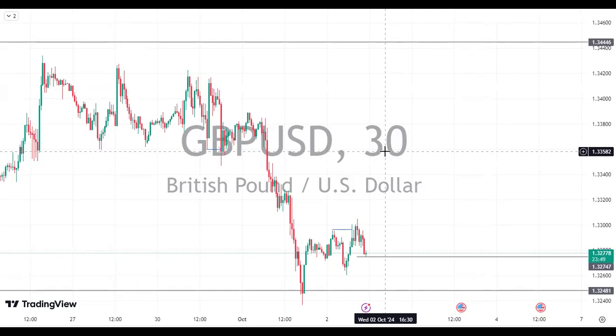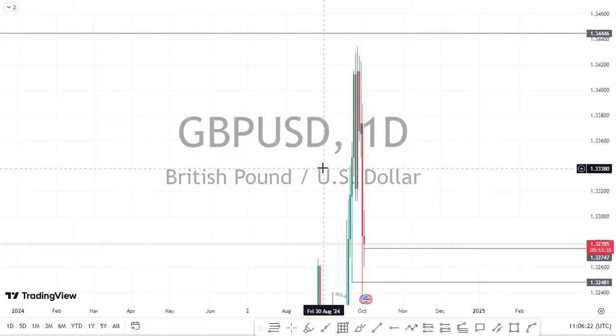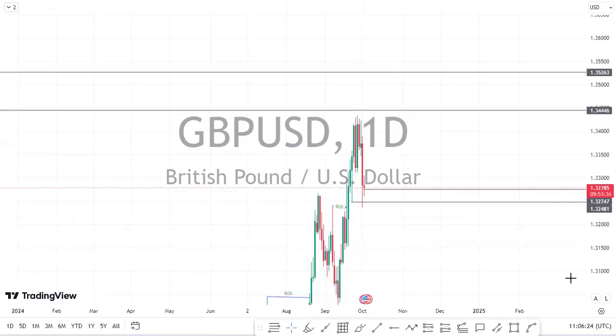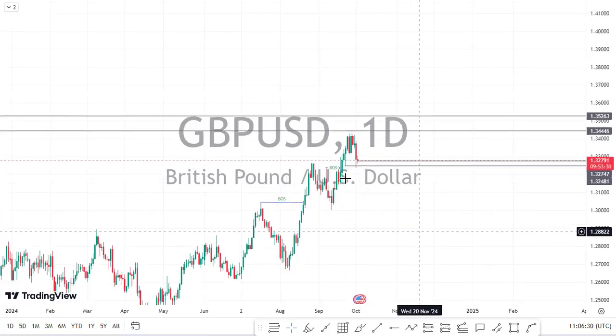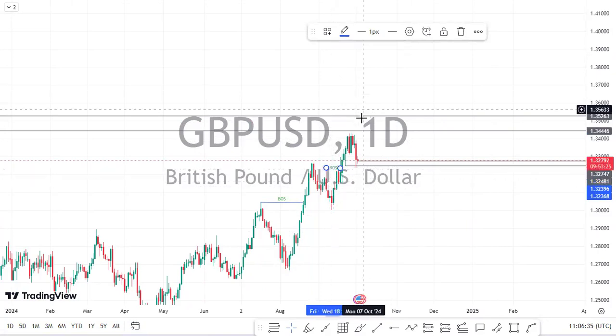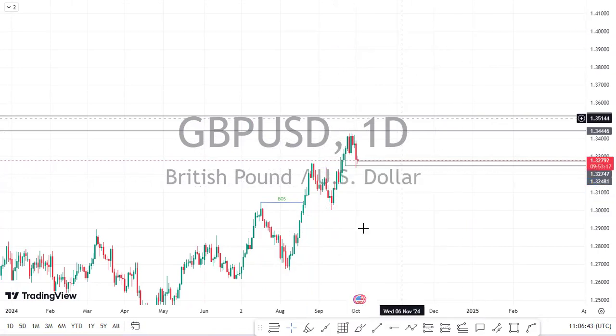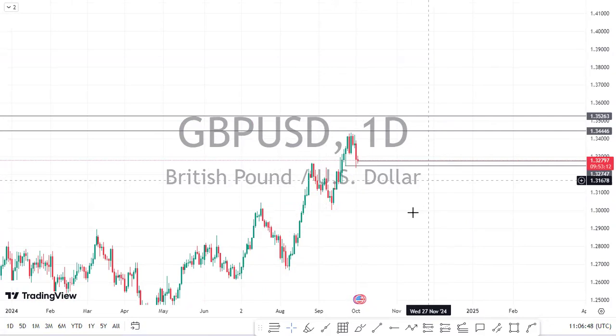All right, so we're going to start with GU, with our daily time frame. For those that are just joining us, the strategy I'm using is known as the smart money concept. So it is purely price action, no indicator, nothing, just price action, price behavior.